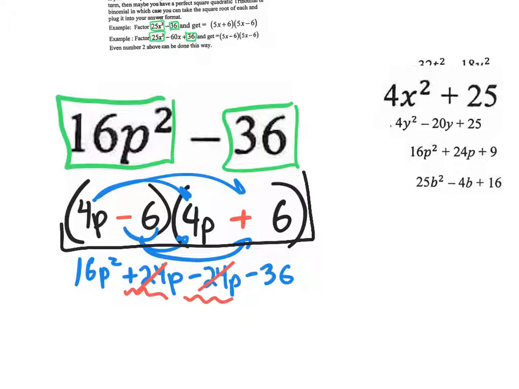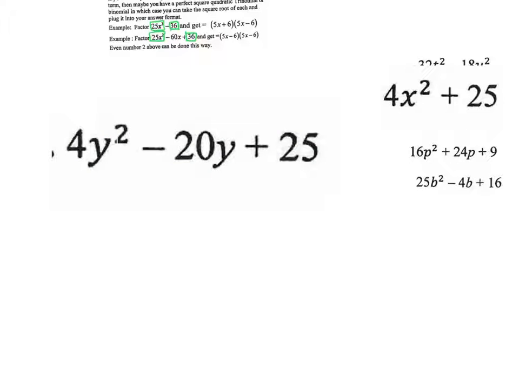That's one example that we saw. That was a perfect square binomial. Let's take a look at a perfect square trinomial. So right here we have a perfect square trinomial.